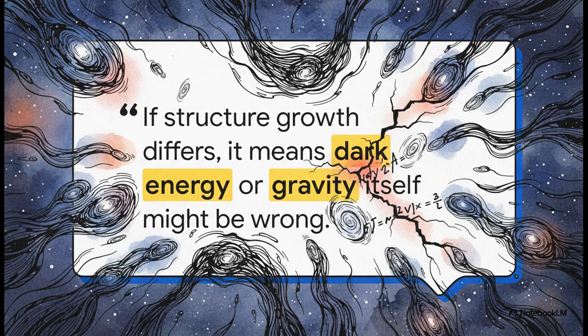And this gets to the absolute heart of it. If Euclid's map shows us that this cosmic web grew faster or slower than our models say it should have, that means something is fundamentally wrong with our physics. It could be that dark energy, that mysterious force pushing the universe apart, is acting weird. Or, and this is the big one, it could even mean that gravity itself doesn't work the way Einstein told us it does on these massive cosmic scales. The stakes just couldn't be higher.